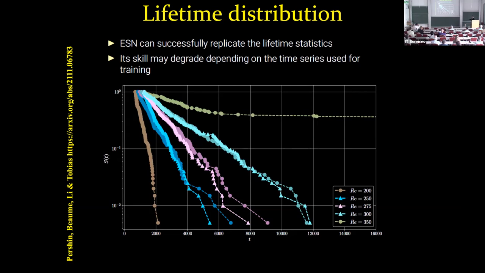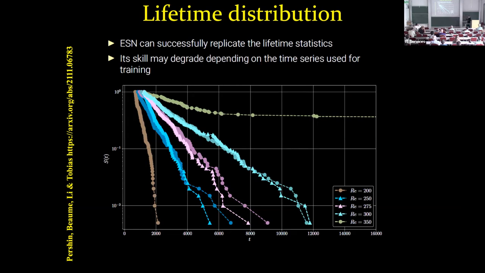The darker ones are the truth, the lighter ones are the echo state network predictions. And you can see it gets the lifetime of the turbulence pretty well, except for here. Okay, this is at low Reynolds number. And this one goes laminar straight away, and so we don't have long enough time series for training.